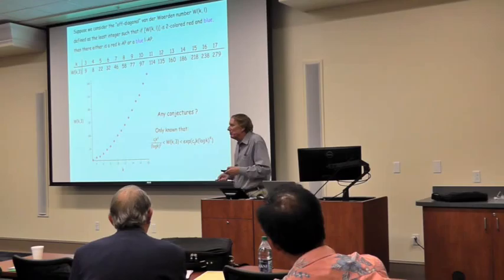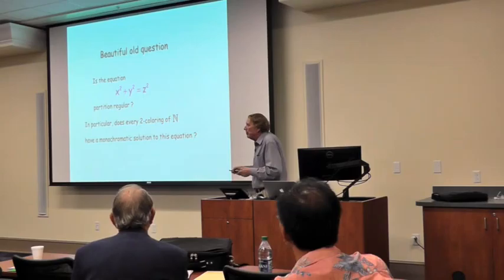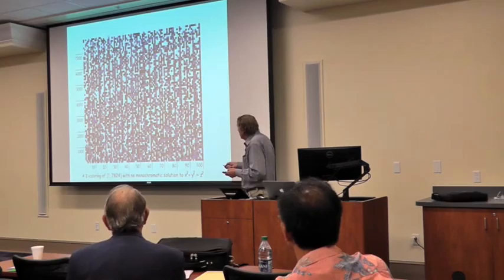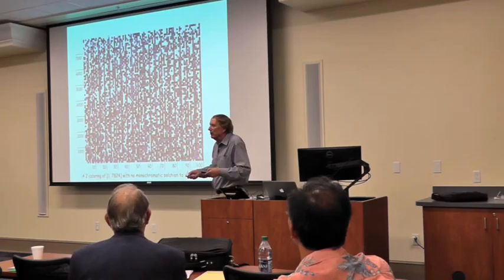Love this old question. x squared plus y squared plus z squared equals w squared. Is that partition regular? Does every two-coloring of the natural numbers have a monochromatic solution to that equation? I conjecture it is. Well, here is a two-coloring of 1 to 7,824 with no monochromatic solution. And the white cells could be red or blue, doesn't matter. Do anything you want, you still won't get one.